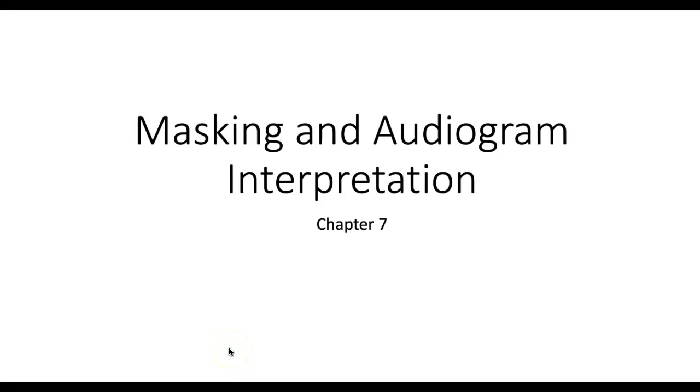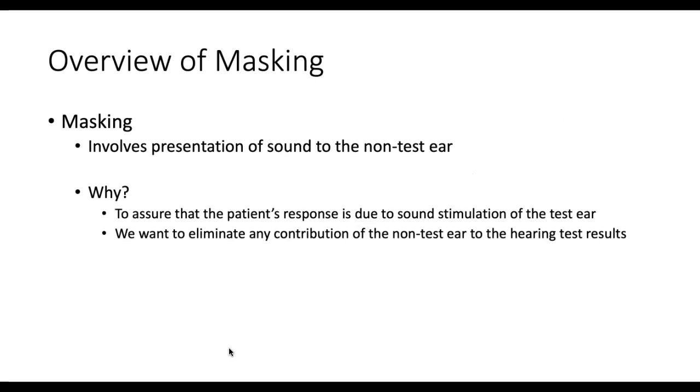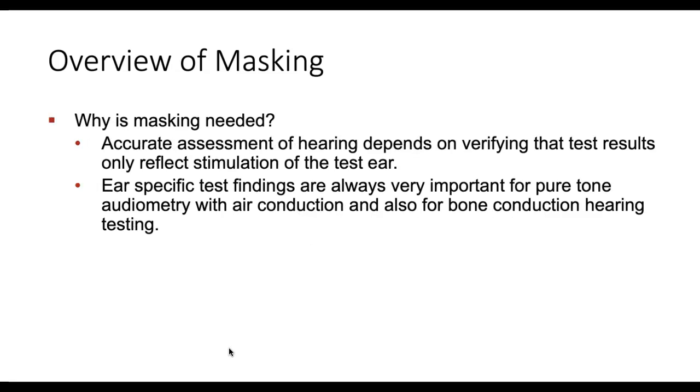Okay, so this is Chapter 7, Masking and Audiogram Interpretation. We've talked a little bit about masking, and masking essentially involves the presentation of a sound to the non-test ear. We do this so that we can ensure that sound from one ear is not reaching the other ear. That will eliminate any contribution of the non-test ear to the test results, and you're going to see how that applies. So why do we use it?